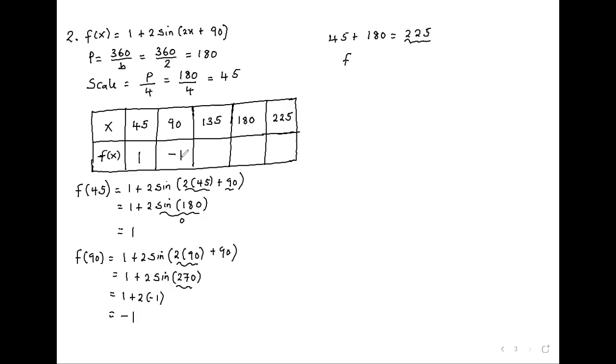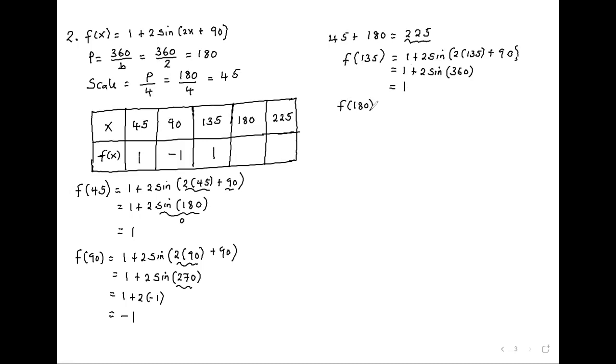Then we go to f of 135. That is 1 plus 2 sine of 2 by 135 plus 90. This is 1 plus 2 sine, that is 270 plus 90, which is equal to 360. Sine 360 is 0, so we get 1. So we put 1.